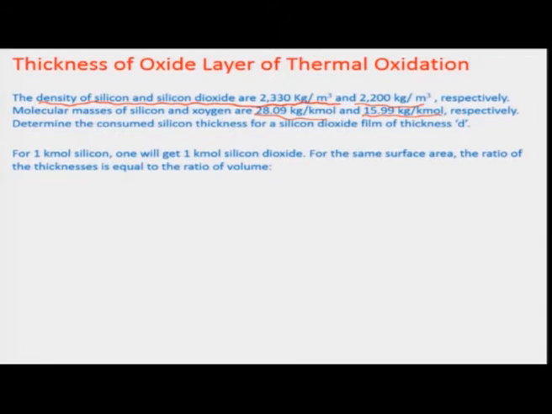You want to determine the consumed silicon thickness for the silicon dioxide film of thickness T. So, one must remember that the stoichiometric ratios are 1:1 for silicon and oxygen and create 1 mole of SiO2. So, therefore, 1 kilomole of silicon and 1 kilomole of oxygen together will be on the reactant side and will produce 1 kilomole of silicon dioxide on the product side.